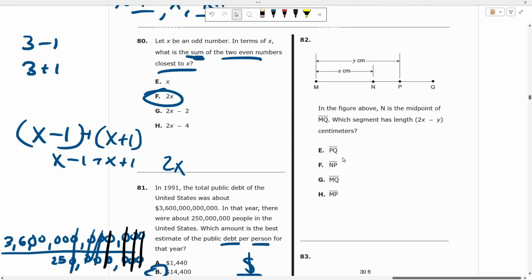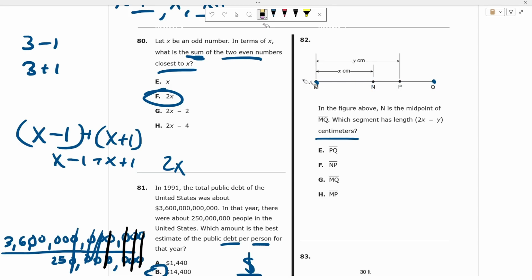Number 82 says that in the figure above, N is the midpoint of MQ. So if we look at this, we have M, and all the way over here we have Q, and we know that N is the midpoint of it. N is the halfway mark. Which segment has the length of 2x minus y centimeters? Which one of these is equal to 2x minus y?